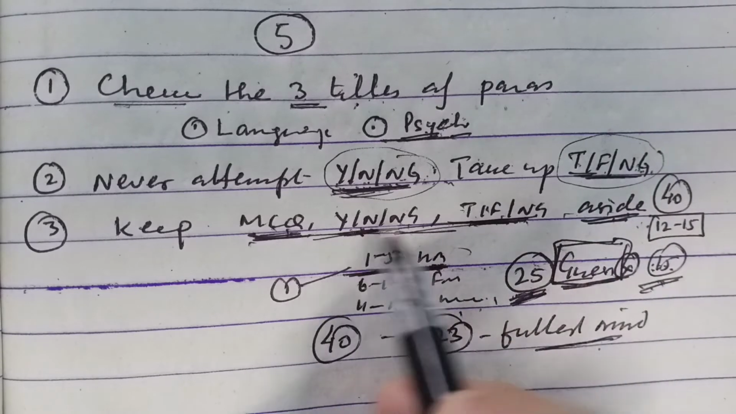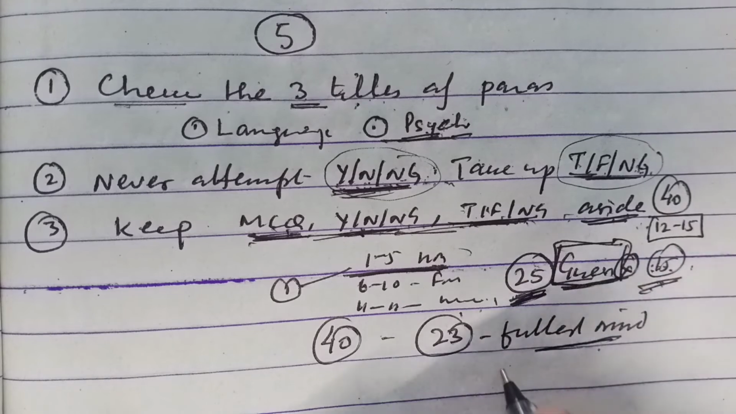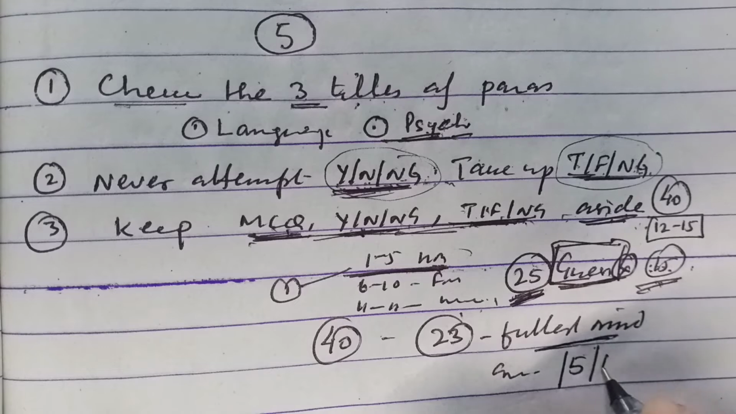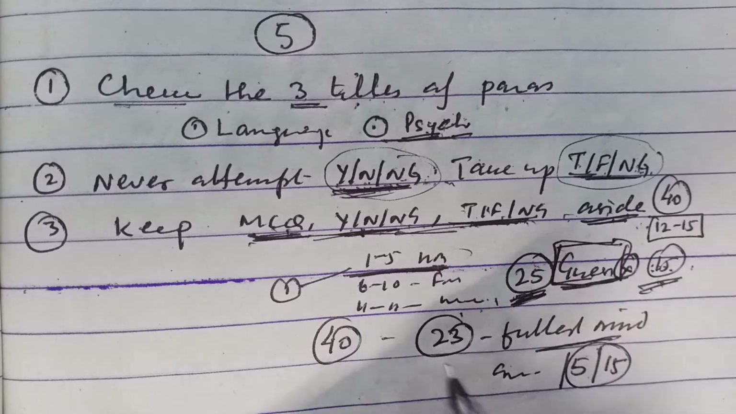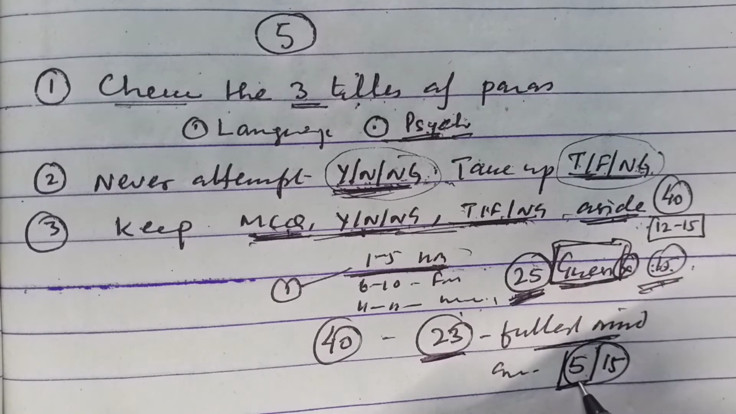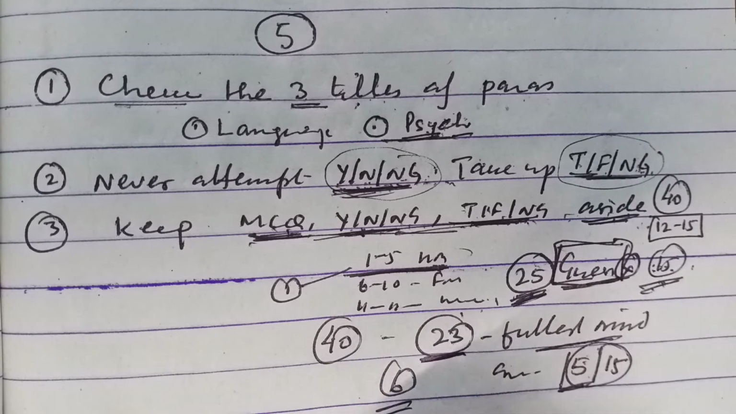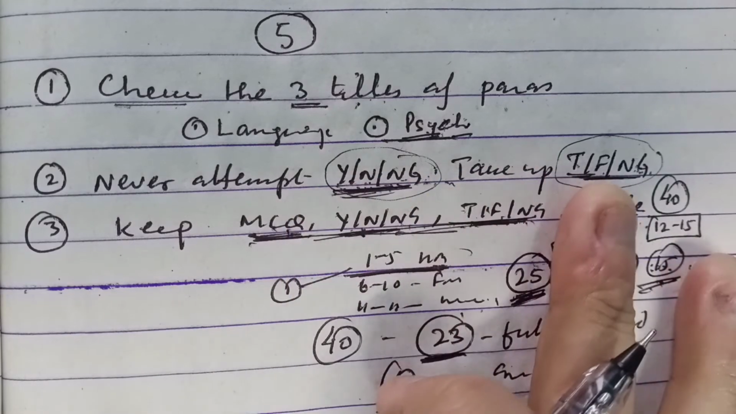And MCQ, yes, no, true, false kept aside. So if they are going for guesswork also, still they are going to get at least a minimum of 5 marks out of 15. So if they are getting 20 here and they are getting 5 here, still they are crossing the 6 bands in reading. There is no difficulty, managing is quite easy.